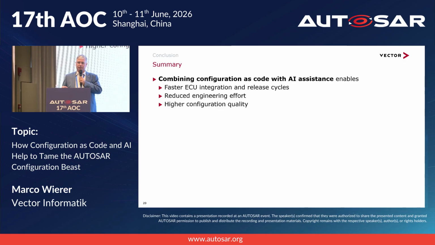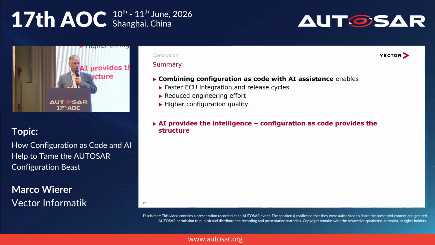So combining configuration as code with AI assistance enables really faster ECU integration and faster release cycles. It reduces the engineering effort, and it also increases the configuration quality. So the idea is quite simple. The AI provides the intelligence, and the configuration as code provides the structure to work on this.